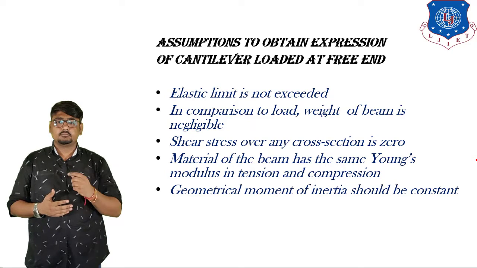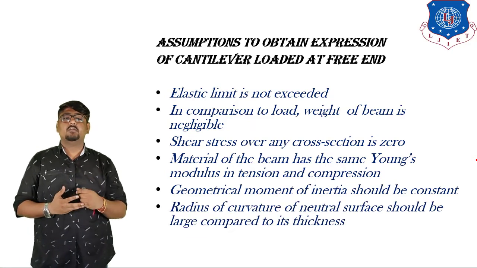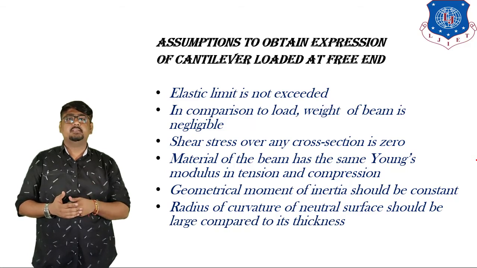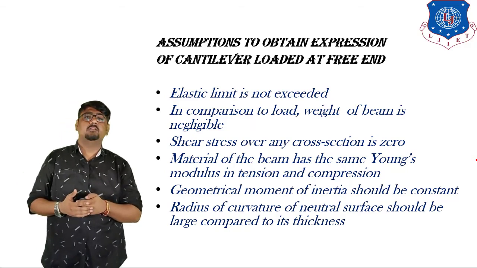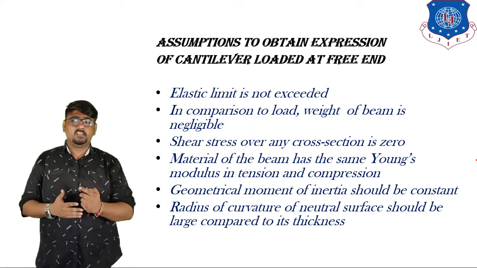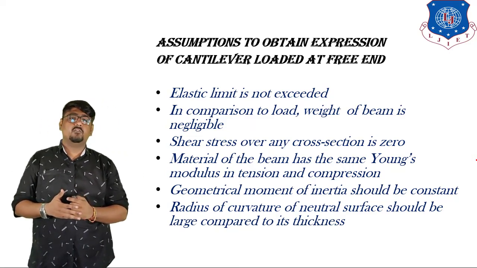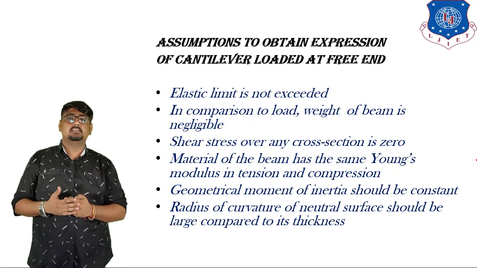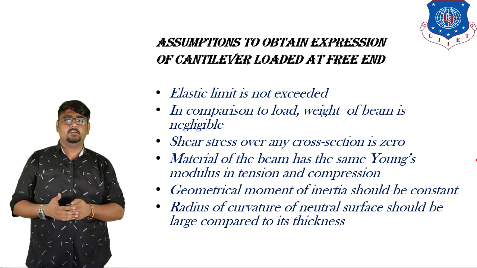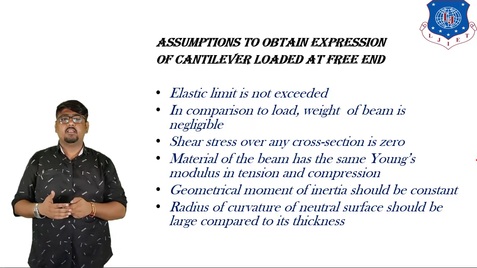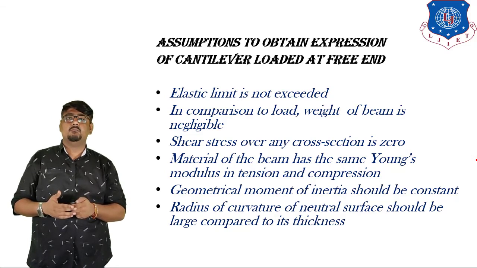As we have discussed, the shape, the geometry of the object must remain constant throughout the cross section. Now, the radius of curvature of a neutral surface should be large as compared to its thickness. So, what is a neutral surface? How to find out the neutral surface? We will discuss that later in this video. But before that, let us understand the bending of a beam.